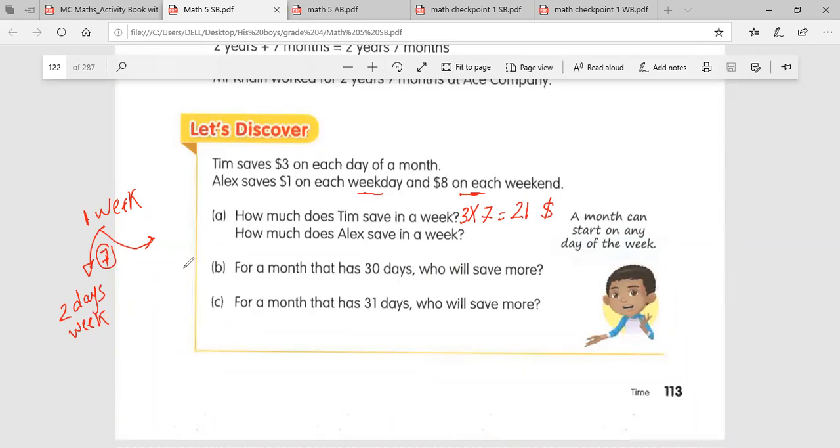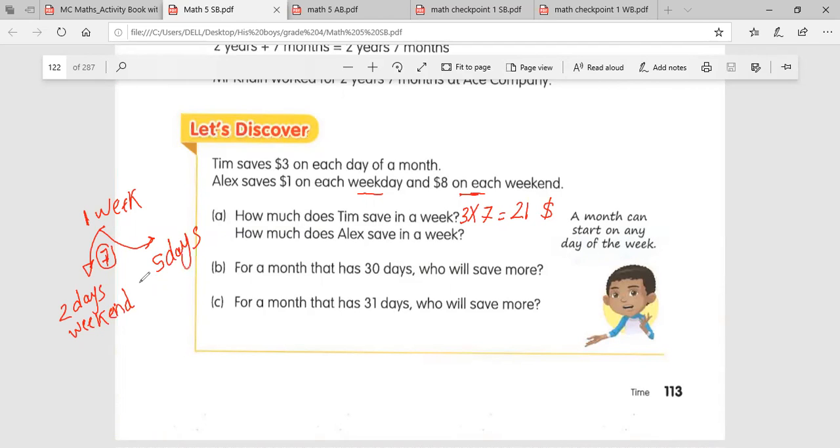Okay, can you explain again? Yes, I explain it again. Here we have two days for the weekend. Okay, no problem. And the rest is five days.